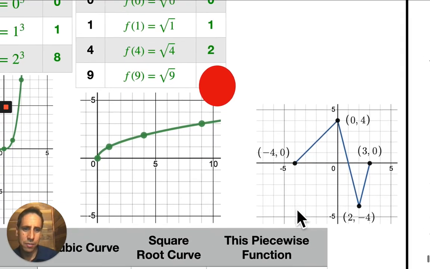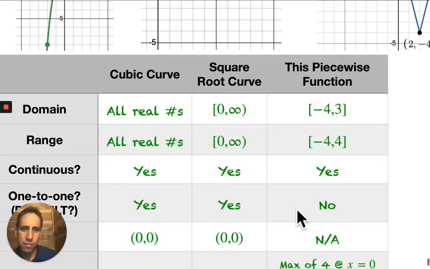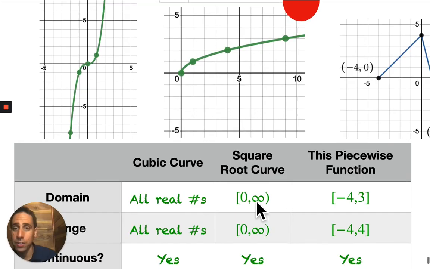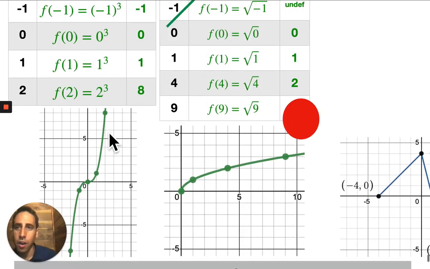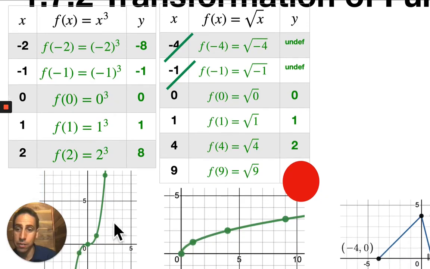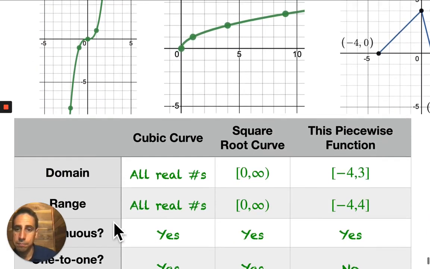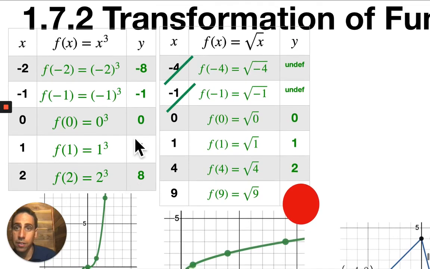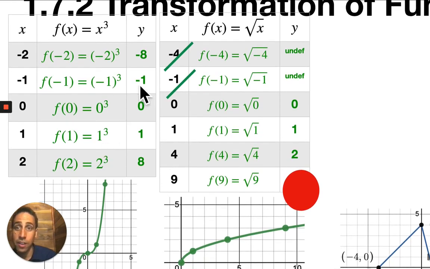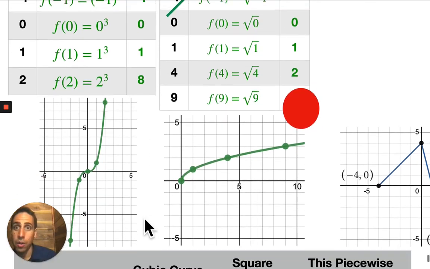So let's just check out some of the functions that we could have. Let's talk about these functions. The cubic curve right here, the domain: all real numbers, because on the table you could take any number you want and produce a y value. The range is all real numbers, because all y values are represented. You can get any number you want as an output.